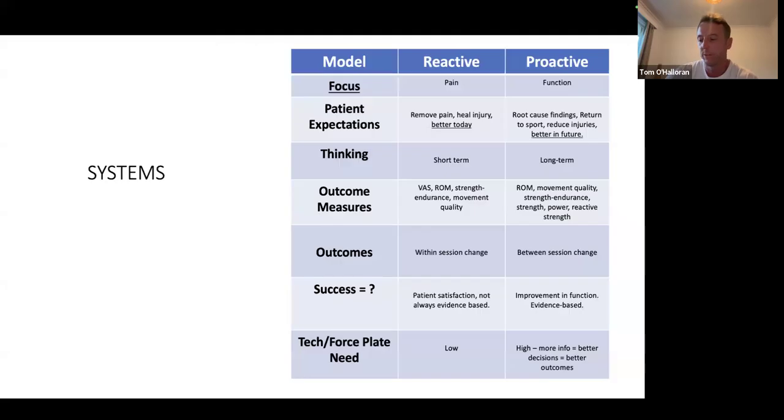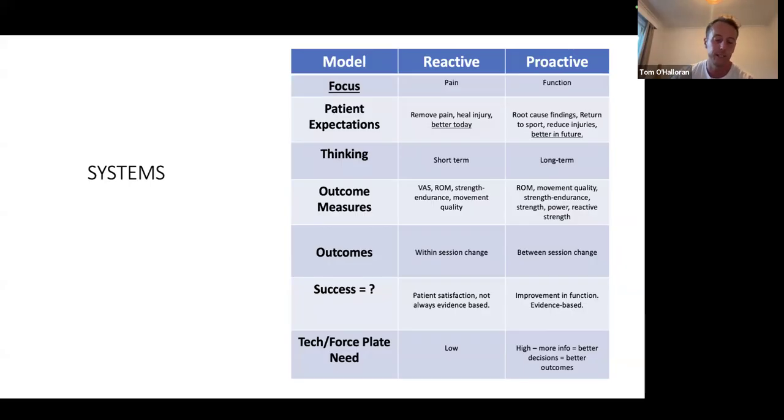A proactive model, which I've tried to move towards, looks at function. I need to understand function, and I need to assess function. It's long-term thinking. The outcome measures are totally going to change. I'm going to have to start to think about movement quality, strength endurance, strength power, and reactive strength if I'm trying to improve function. It's looking at between session change, so an assessment today that I'm trying to improve tomorrow or into the future.